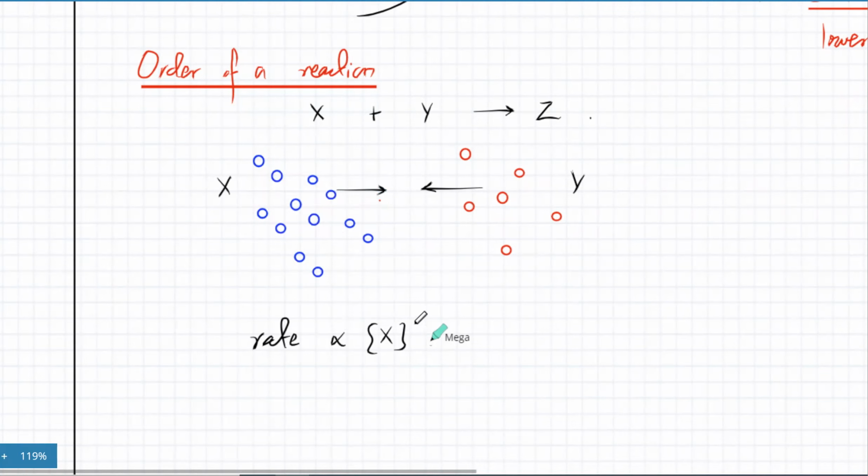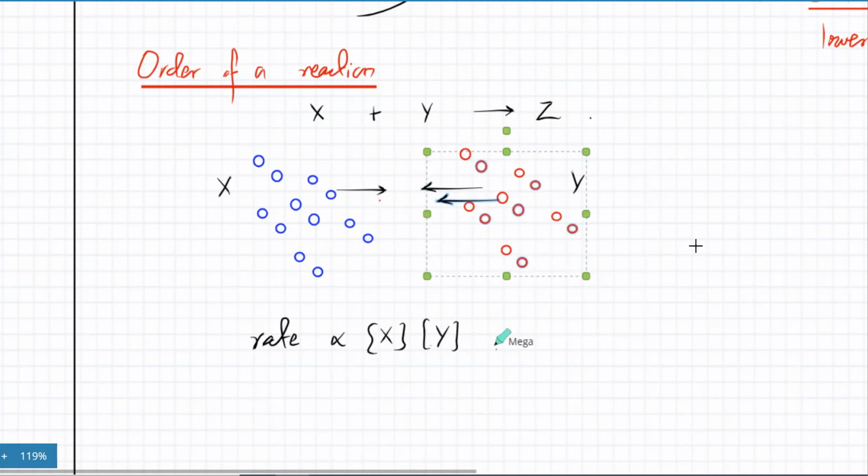So rate is dependent on the concentration of X, and at the same time, it's also dependent on the concentration of Y. That means we can have this relationship: rate depends on the concentration of X, and it also depends on the concentration of Y. Same thing, if I double the concentration of Y, then the number of collisions would double as well. So the rate, or the speed of the reaction, depends on both concentrations. Okay, is this part clear? Yes or no? Yes, sir.